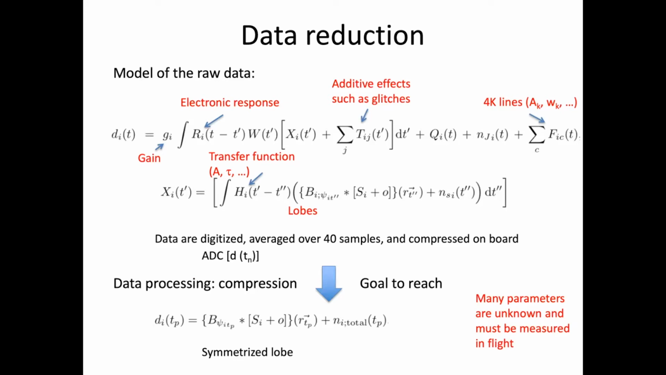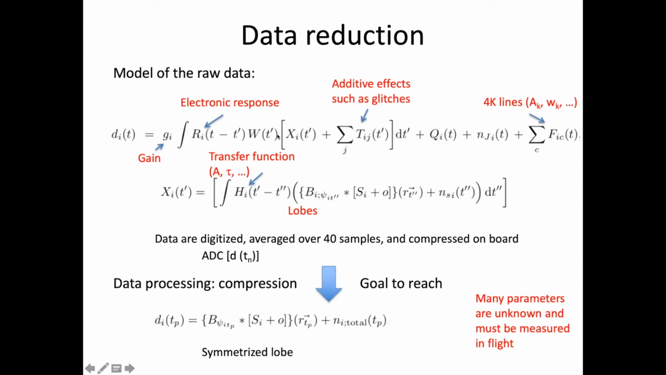I'm not going to detail everything, but this part models the electronics response, and here are some additive effects like glitches and 4K lines. You have to be very careful about where those additive effects apply, whether they are convolved with the electronic response or not, etc. The signal also has a transfer function related to the detector time constants. It is convolved with an asymmetric, eventually polarized beam, etc. So it's a very complex model.